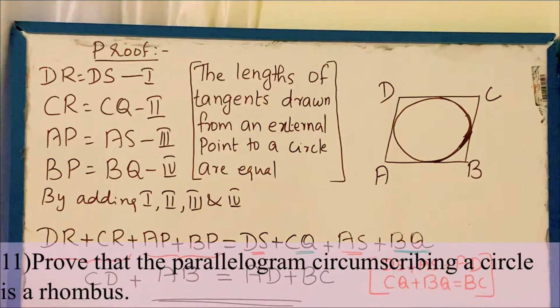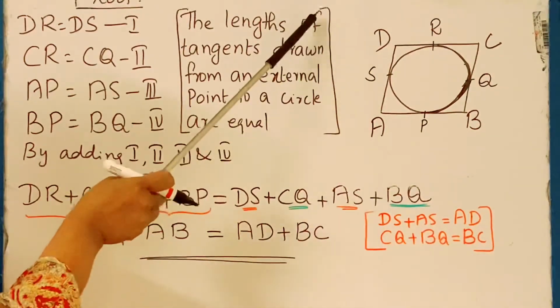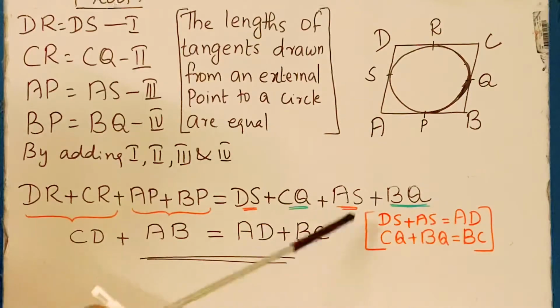Question number 11. Prove that the parallelogram circumscribing a circle is a rhombus. Why did I choose question number 11 after question number 8? Because both questions we are doing using the same properties.